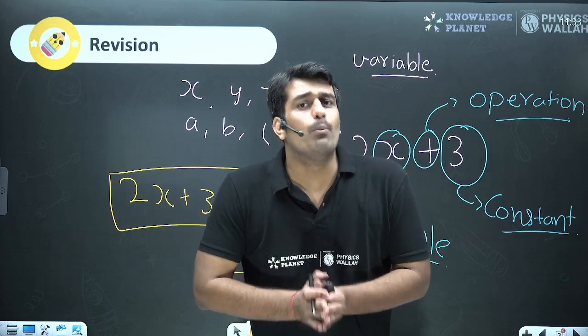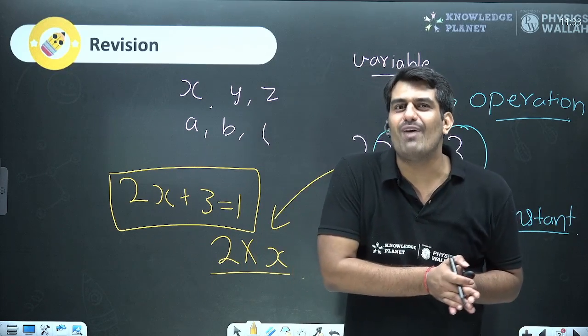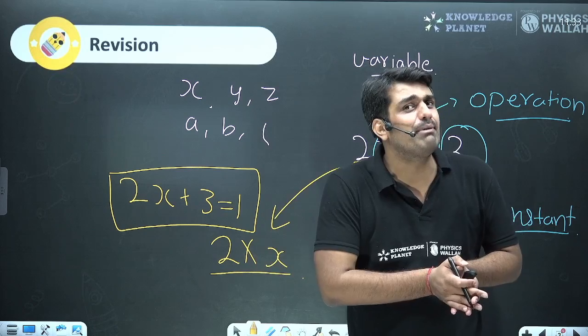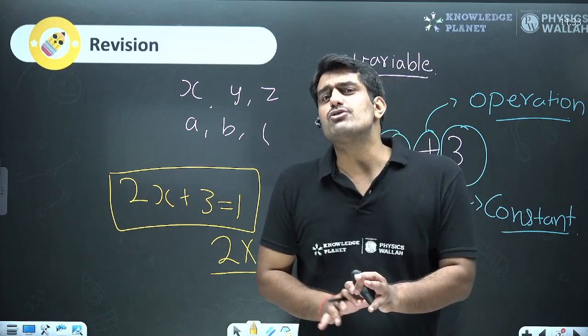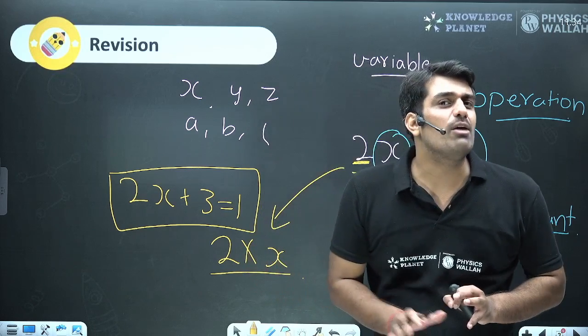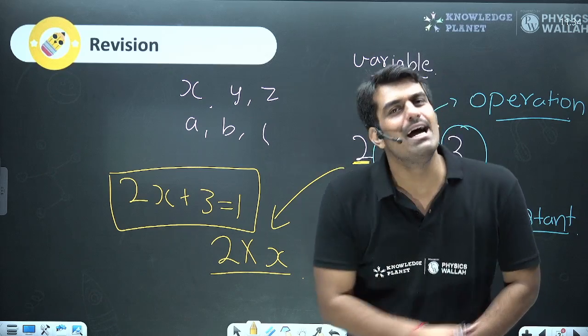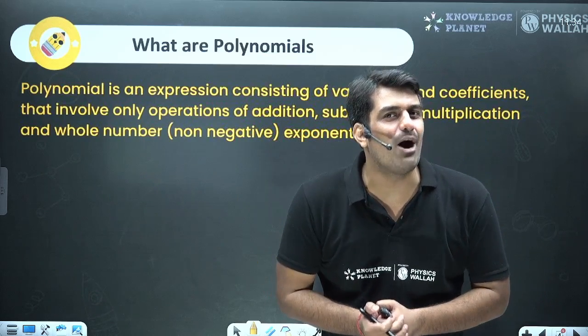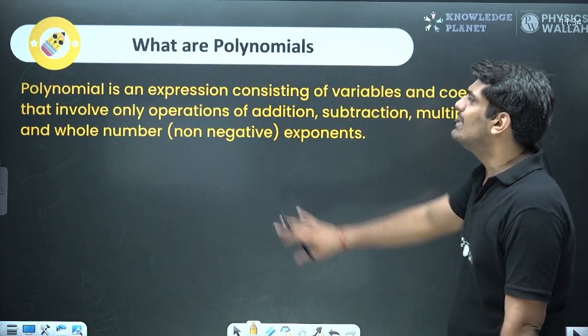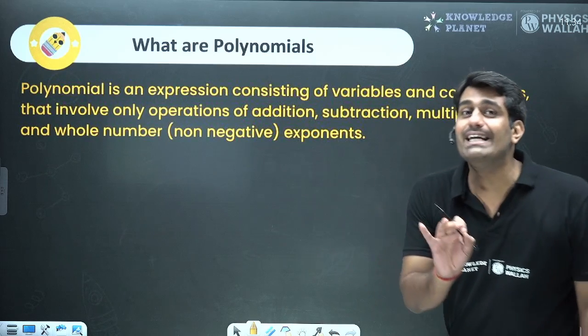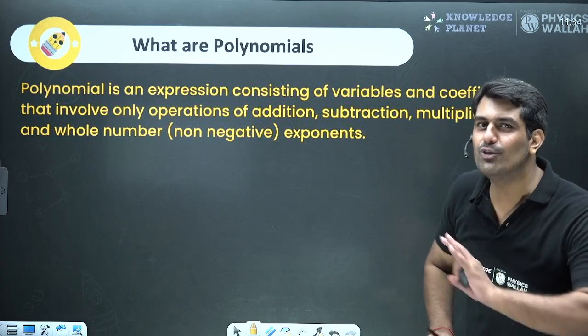Fine. But our chapter name is polynomial. Why are we emphasizing so much on algebraic expression? Let me first show you the definition of polynomial, and you have to comprehend how polynomial can be different from algebraic expression. So, this is the definition of polynomial. Let me read it out for you. I hope you can also do the same.